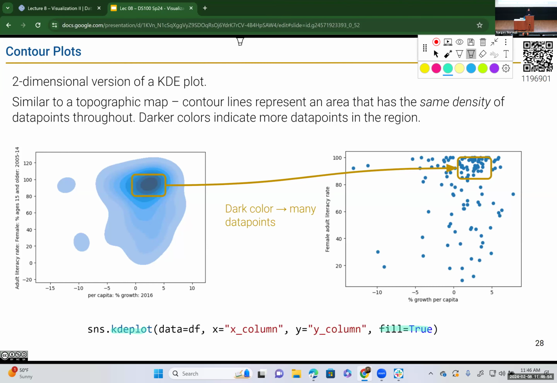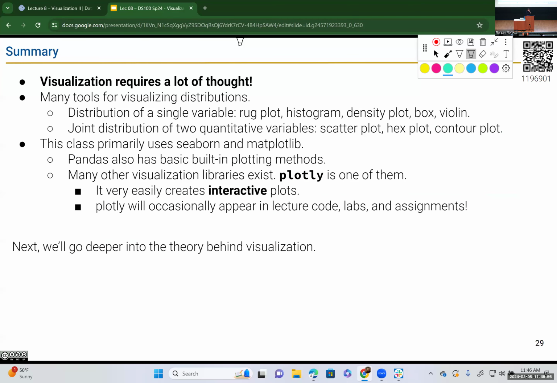Okay? Really powerful stuff. This is the end of all of these coding things that I wanted to show you.